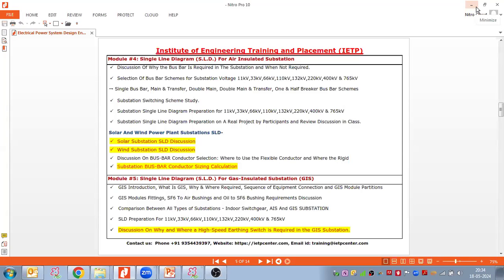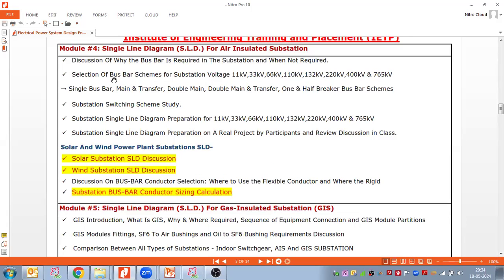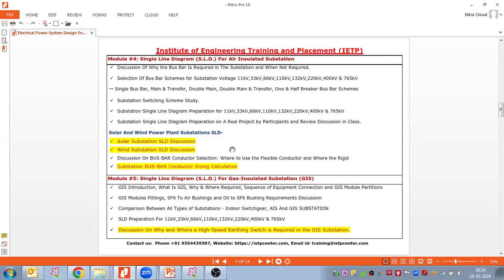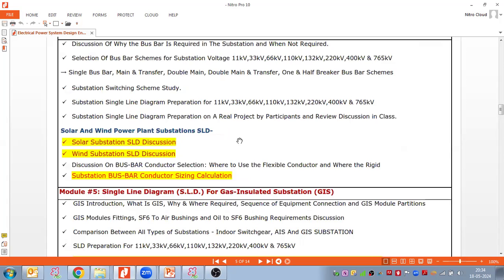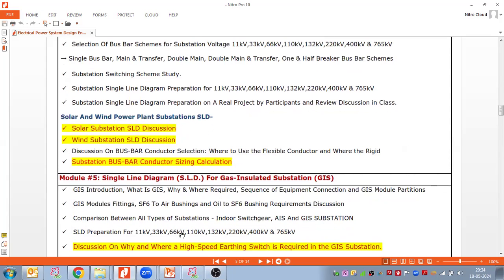So we are discussing the SLT drawing preparations, and so far we have discussed SLT for the AIS type substation, which we completed last week. Any query regarding that? And model number 4, any query regarding the AIS SLT? Yeah, thanks, Rajkumar.